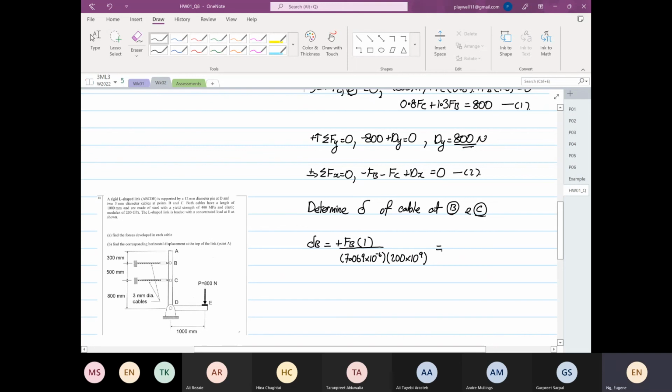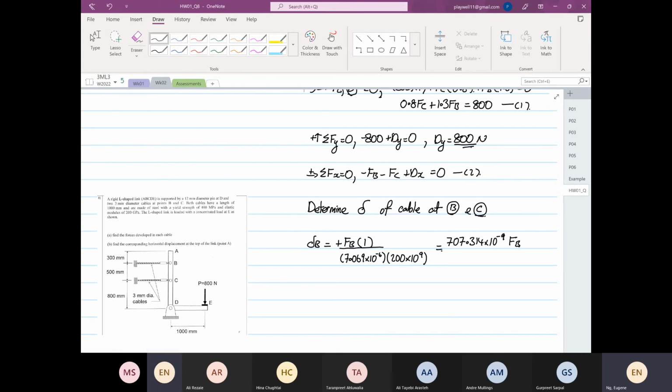So 1 divided by 7.069 power minus 6 divided by 200 power 9 is equal to 707.314 times 10 to the power minus 9 FB. Sorry, I got this wrong at first, so let me do it again: 1 divided by 7.069 power minus 6 divided by 200 power 9.